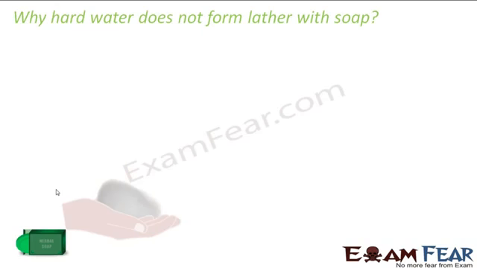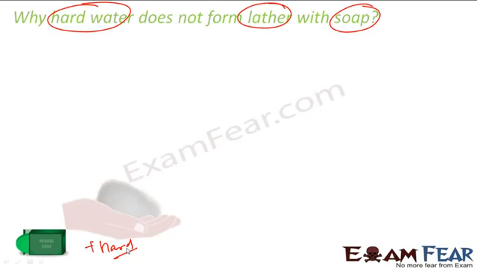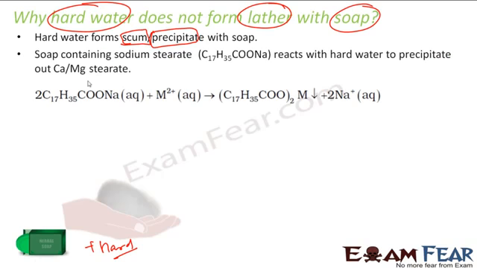So the question is, why don't hard waters form lather with soap? I have soap, I have water. If I have hard water, there is very little lather. Why? Because hard water forms scum or precipitate with the soap. Hard water is nothing but calcium and magnesium ions. So this is my soap, and this is my hard water, which can be calcium or magnesium.